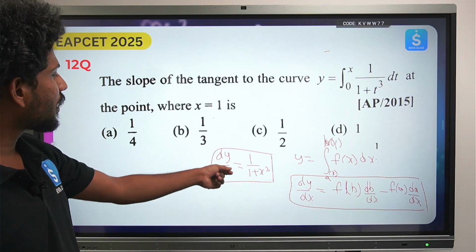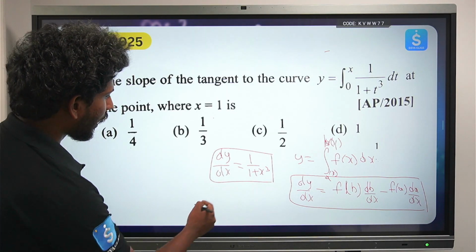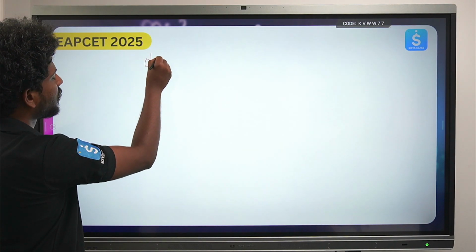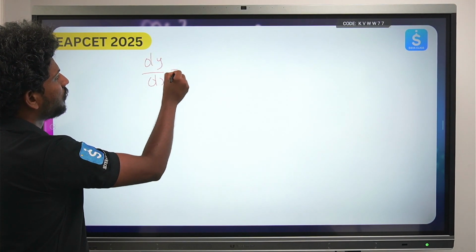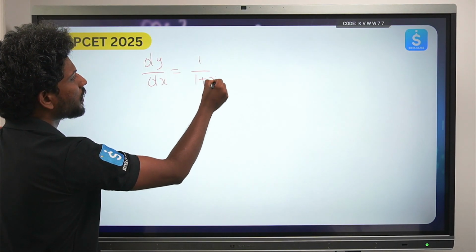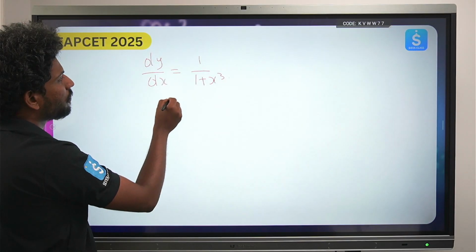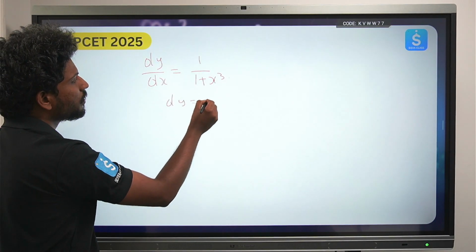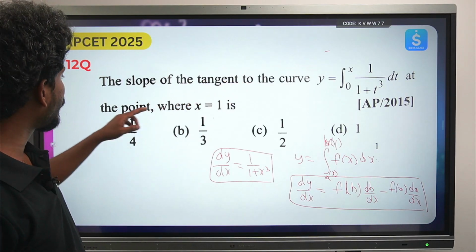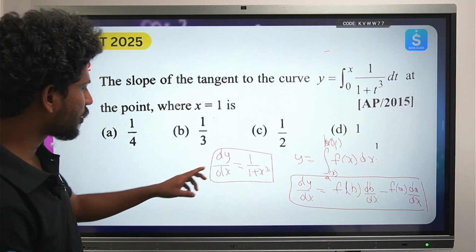From here you can just write dy by dx is equal to 1 by 1 plus x cube. So from here, the slope of the tangent, dy by dx, is equal to 1 by 1 plus x cube.